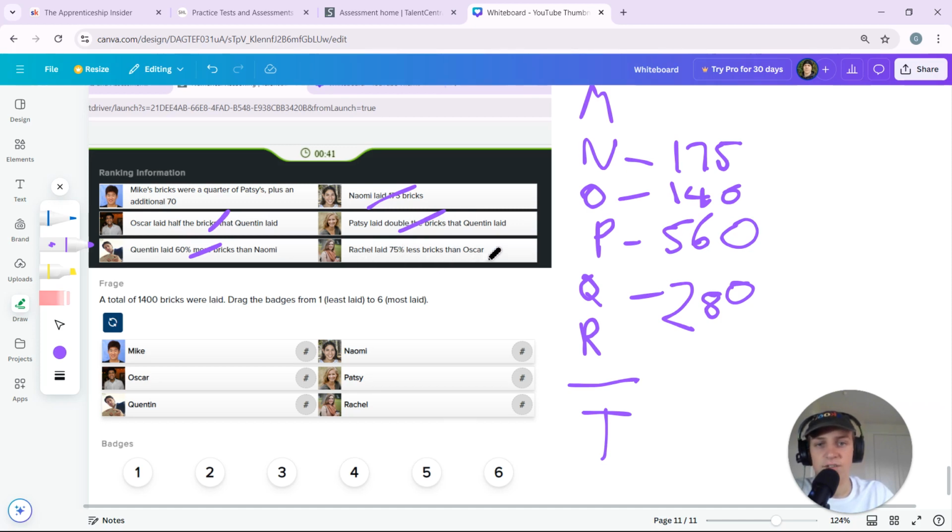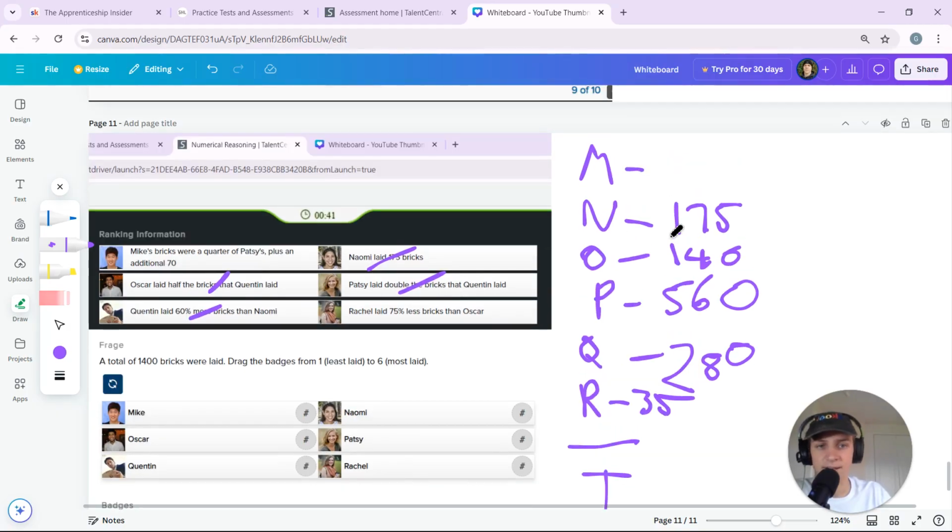Rachel laid 75% less than Oscar, so 75% less means 25%, like 25% of it. So what you do here is you would do Oscar 140 times 0.25, and that'll be 75% less. So Rachel did 35, kind of slacking there if I'm being honest. And then Mike did a quarter of Patsy's plus an additional 70. So Mike did Patsy's 560 times 0.25, so 25%, 560 times 0.25 plus 70. So that gets to 210.